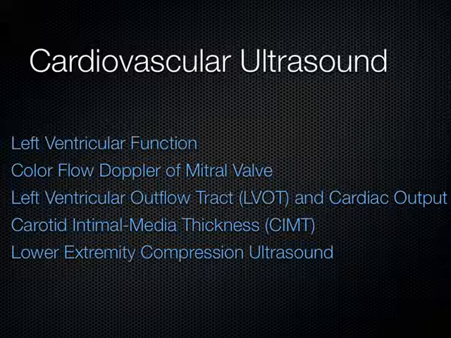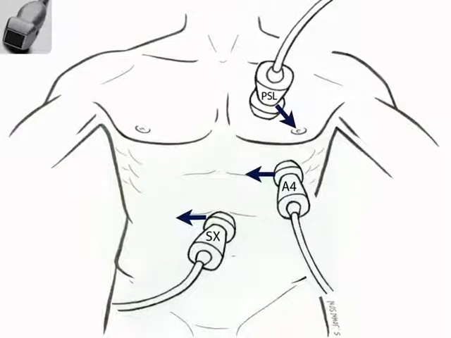So we're going to talk about hemodynamics, and then we're going to talk about how the carotid intimomedial thickness is a surrogate marker for multi-vessel coronary artery disease, and also for strokes. And then finally, we're going to go over lower extremity venous compression ultrasound to rule out blood clots in the legs.